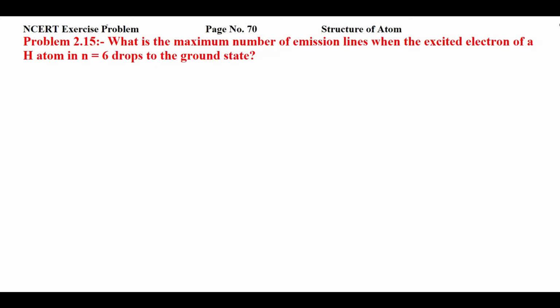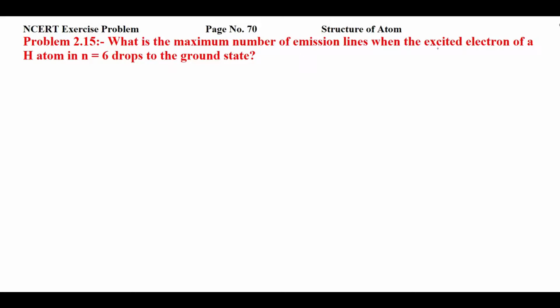Students, this is NCERT exercise problem 2.15 from page number 70 of Structure of Atom, right? So let's read the statement. What is the maximum number of emission lines when the excited electron of a hydrogen atom in n equal to 6 drops to the ground state? So in this question you have to find the maximum number of emission lines.